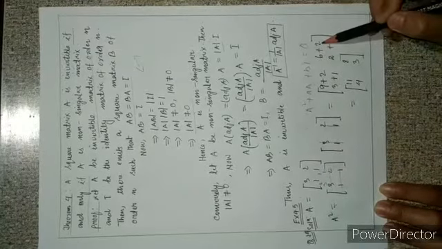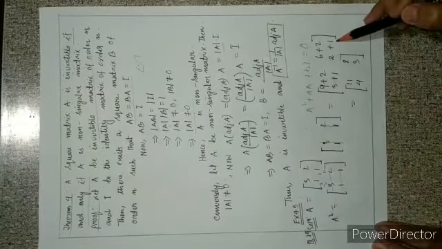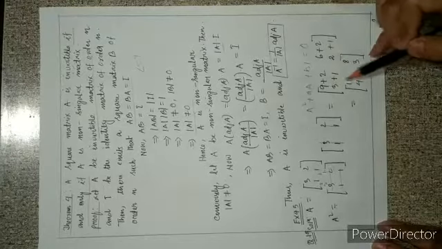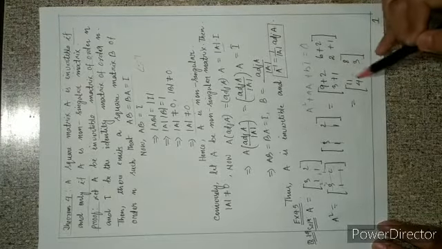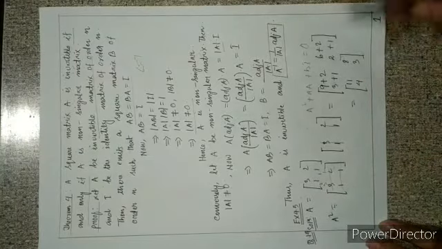1 into 2 is equal to plus 2, and 2 into 1 is 2, and 1 into 1 is equal to plus 1. Then find the sum of these numbers. 9 to 11, 6 to 8, 3 plus 1, 4, 2 plus 1. So we get A and the value of A square.